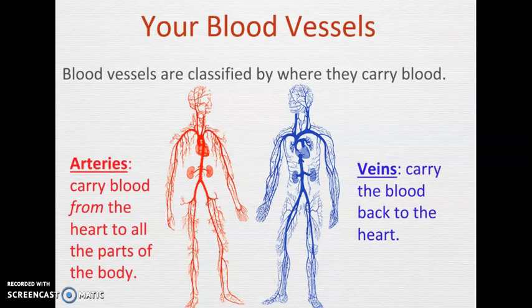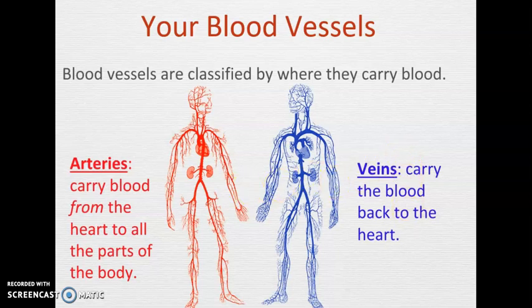Blood vessels are classified by where they actually carry the blood. So the first type we're going to look at are called arteries. And arteries are typically shown in red color, usually because arteries carry blood that is oxygenated, or blood that moves away from the heart to the body. And they want to take the blood to all parts of the body. Remember that everything in our body is made up of cells, but all those cells need to have blood in order to live. So we have arteries everywhere.